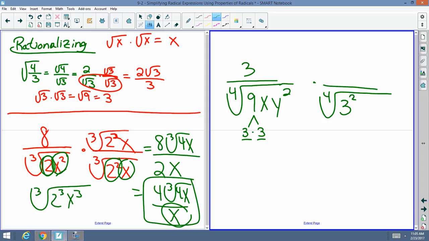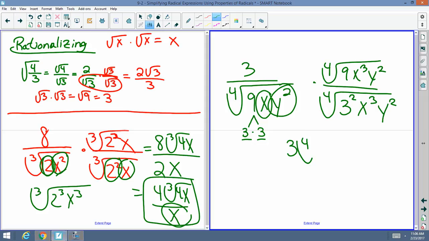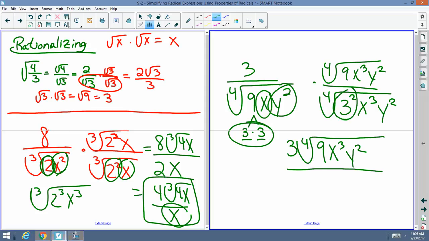How many more x's do I need to pull out a 4th root? You need 3 x's. How many y's do I need to pull out a 4th root? Bam. And that's what I'm going to multiply to both top and bottom. So my answer would be 3 times the 4th root of 9x cubed y squared over 3 squared times 3 squared, which is 3 to the 4th, right? But what's the 4th root of 3 to the 4th? 3. That's the whole point of this, guys, to cancel it out in the denominator.